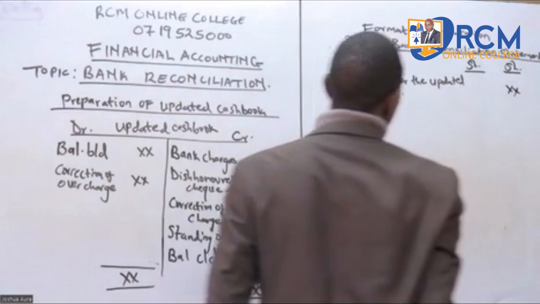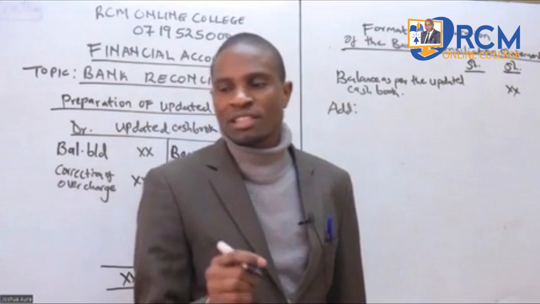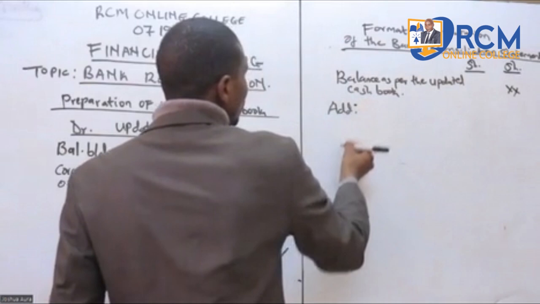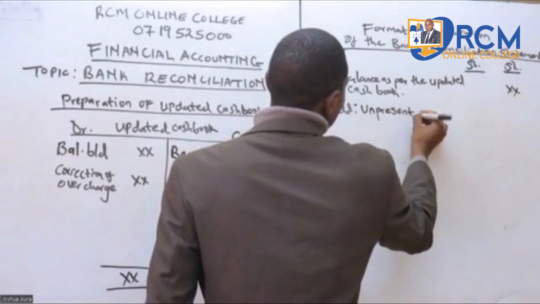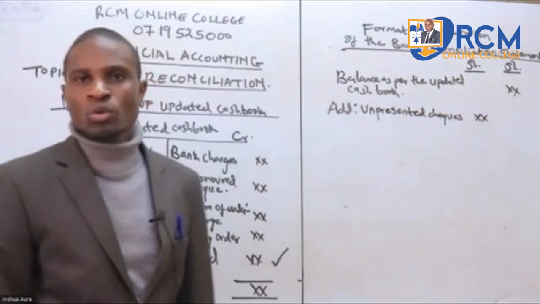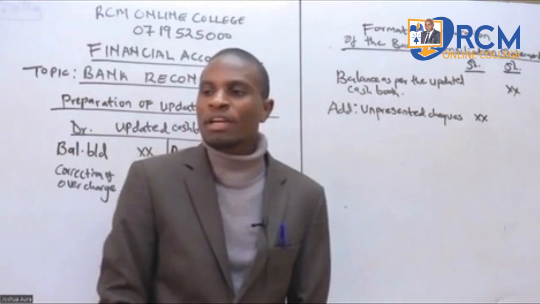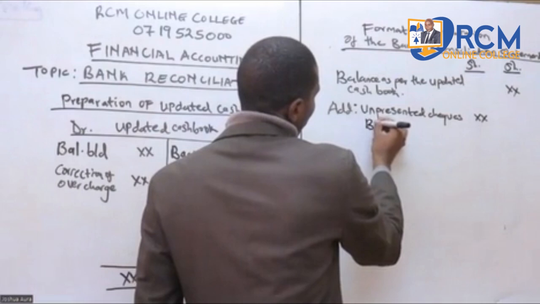And then you usually add unpresented checks. There are those checks that were not presented to the bank, but were there in the office, unpresented checks. Then we also add something to do with bank error. If there was any error that may lead to an increase in the bank balance, we add it here. So bank error.